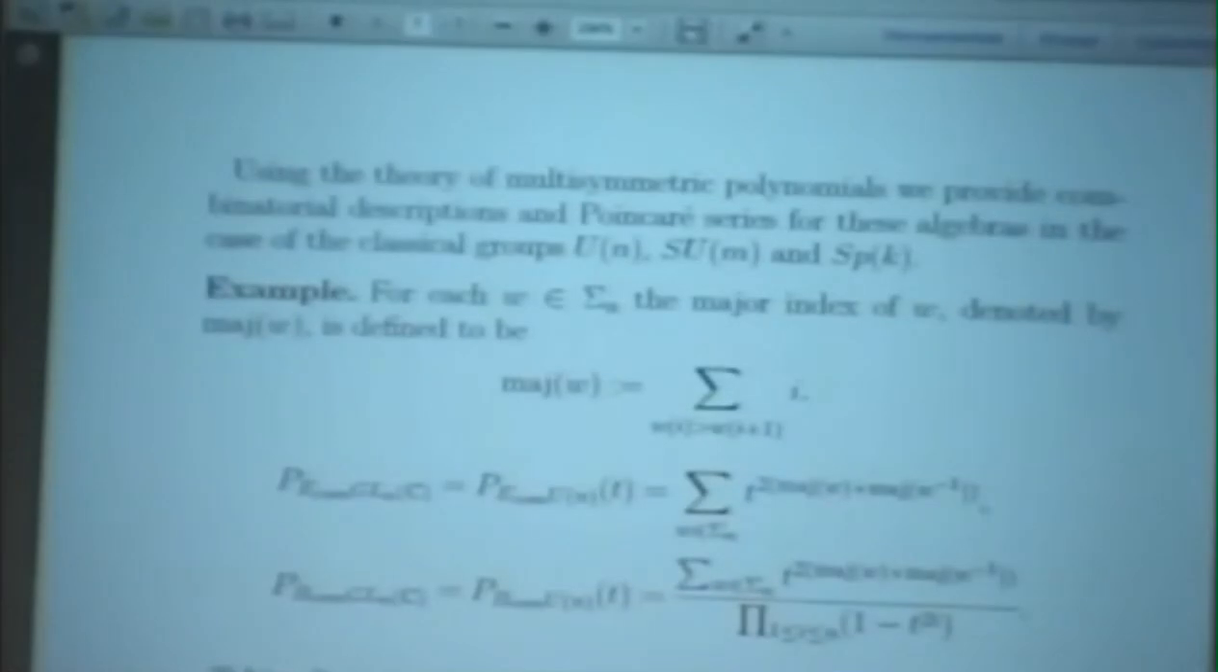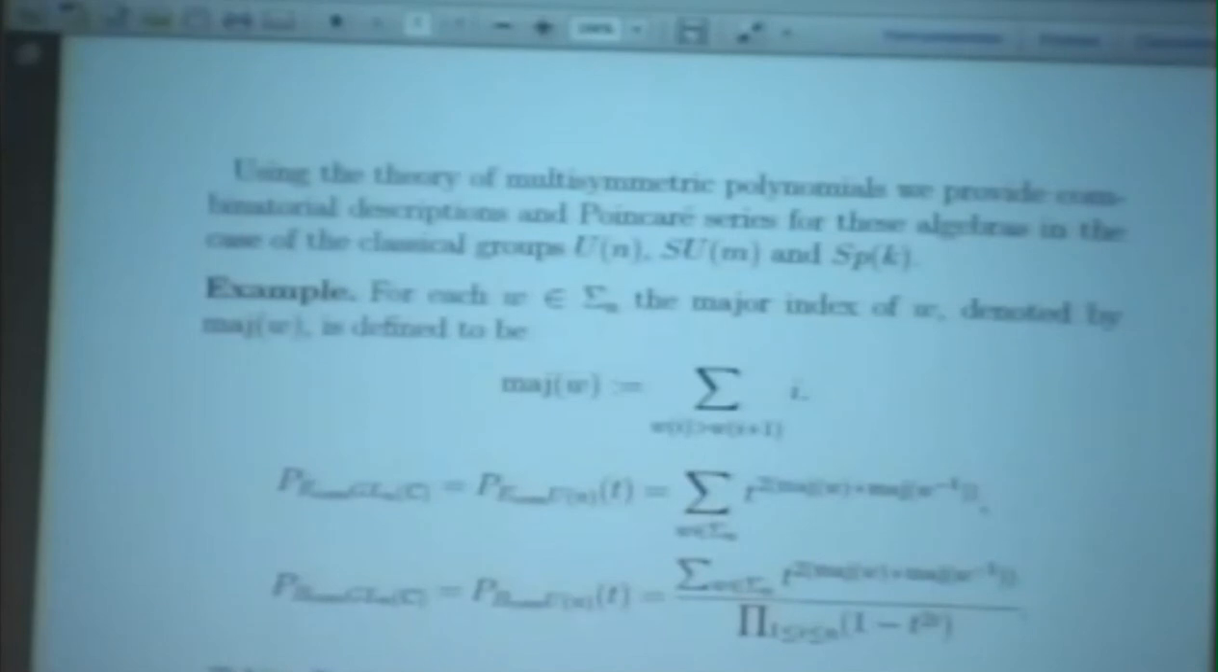So you define the major index for any permutation as the sum of the i's where the value of this permutation at i is bigger than the value at i plus 1. And then remember that U(n) and GL(n) are the same to us because of that theorem I mentioned. Now this is the Poincare series, in the variable t here. This represents the Poincare series for E_com U(n). And it's simply the sum of t to the 2 times the major index of w plus the major index of w inverse, summed over all elements in the symmetric group.